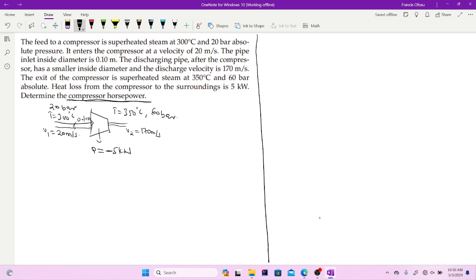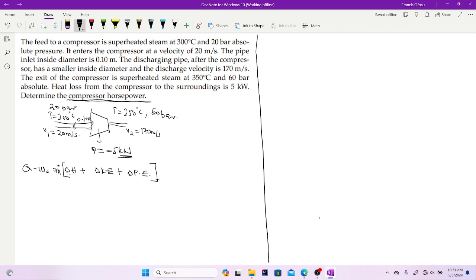So this is an open system because of the compressor. And so Q minus Ws is equal to change in enthalpy plus change in kinetic energy plus change in potential energy. Now we realize that this is in kilowatts, so we need to multiply by the mass flow rate, but the mass flow rate wasn't given in the question.